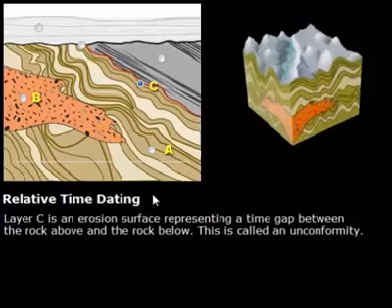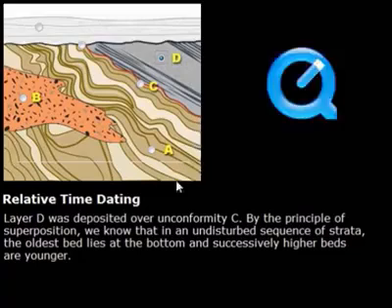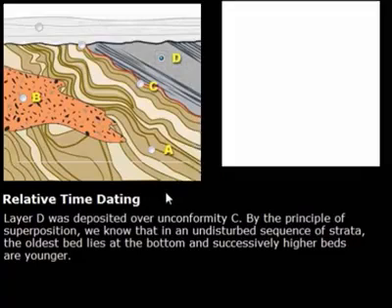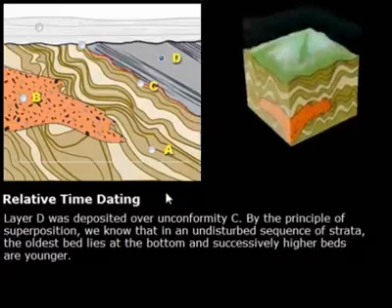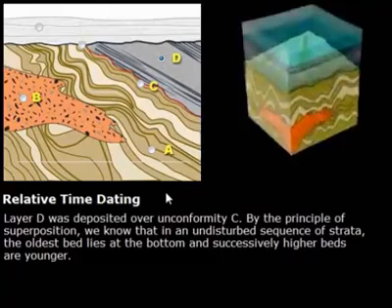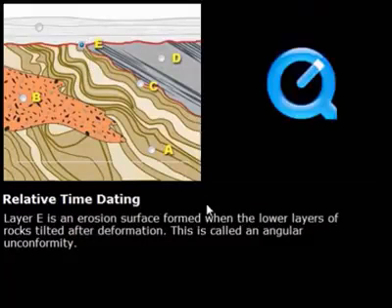Layer C is an erosion surface representing a time gap between the rock above and the rock below. So this is the unconformity. There is really no way to know if B or C is older, however. Layer D was deposited over unconformity C, and by the principle of superposition, we know that in an undisturbed sequence of strata, the oldest bed lies at the bottom and successively higher beds are younger.